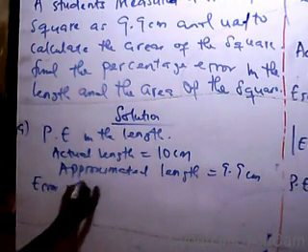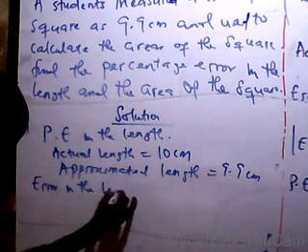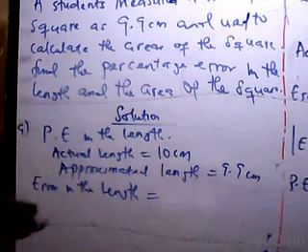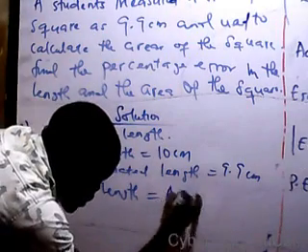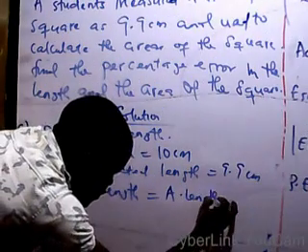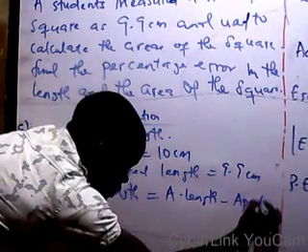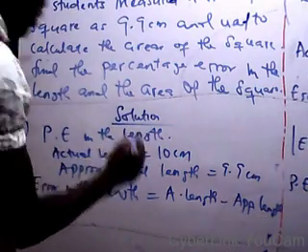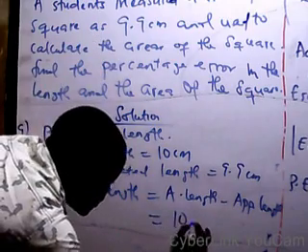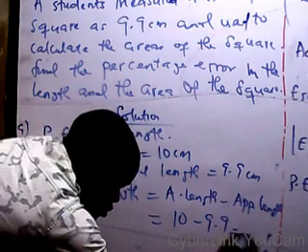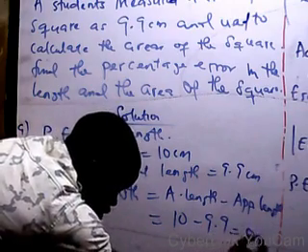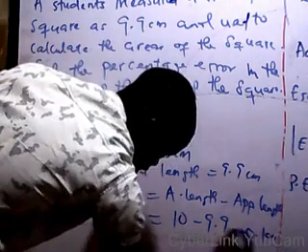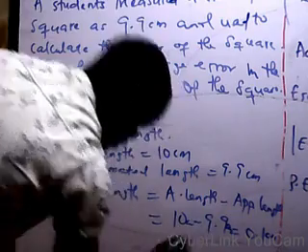Error in the length equals actual length minus approximated length. Are you getting it now? So that is equal to 10 minus 9.9, which is 0.1 centimeter, right? 0.1 centimeter.